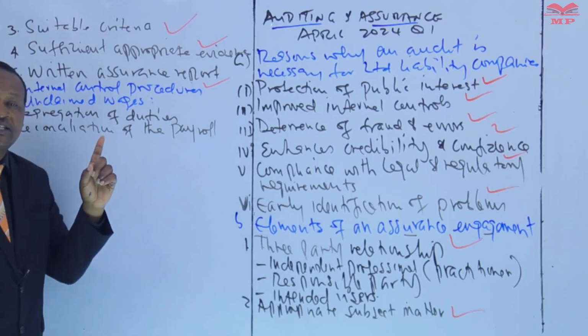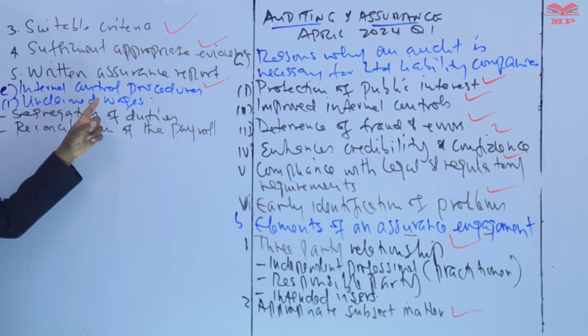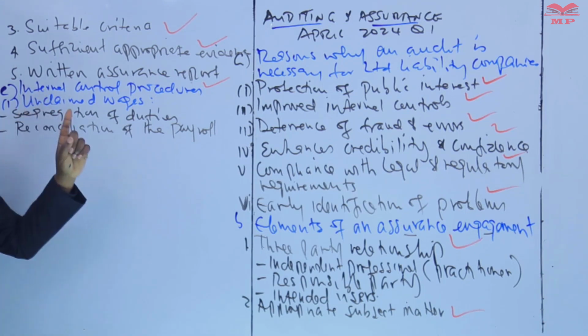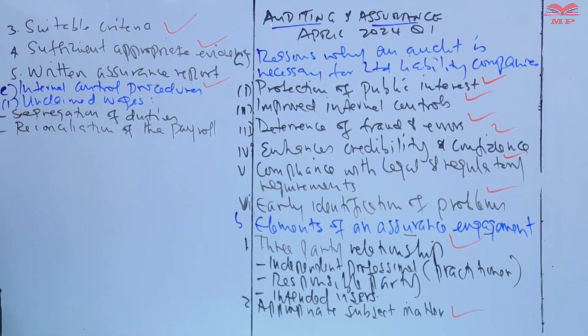That is an internal control procedure in relation to unclaimed wages. All right? Joyce says reviewing and verifying. You have to be specific. What is being reviewed or what is being verified? And reconciliation of payroll is the second procedure.